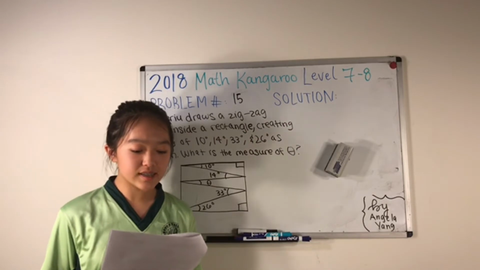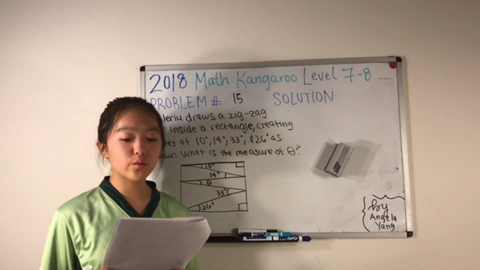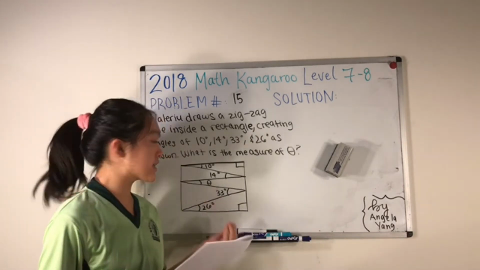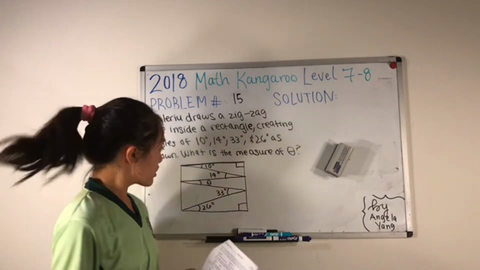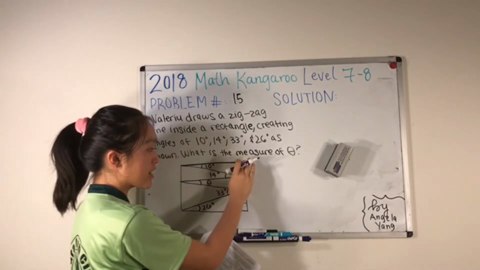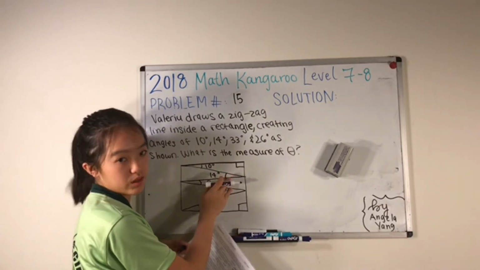Problem number 15 says, Valerie Yu draws a zigzag line inside a rectangle, creating angles of 10 degrees, 14 degrees, 33 degrees, and 26 degrees as shown. What is the measure of angle theta? To solve this, although the marks aren't shown here, these sides are actually right angles. By doing that, we can easily solve for theta.